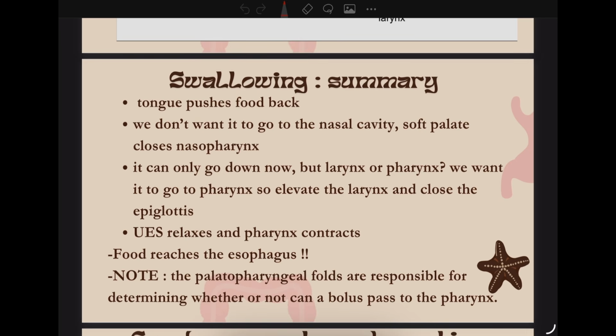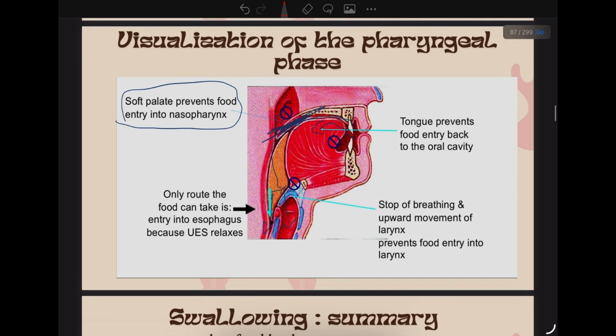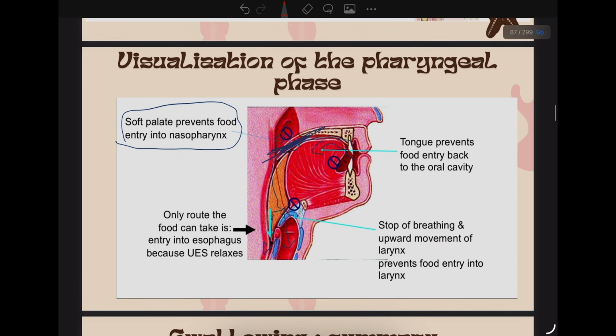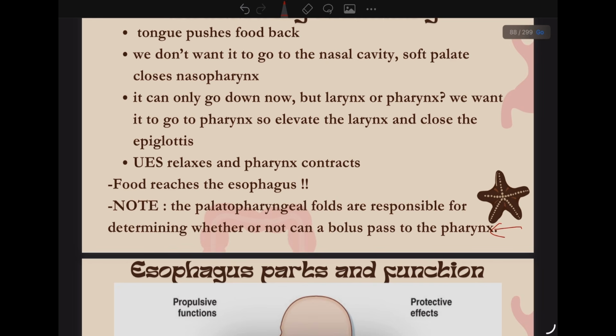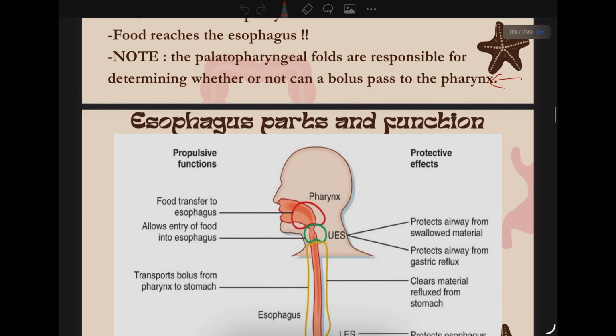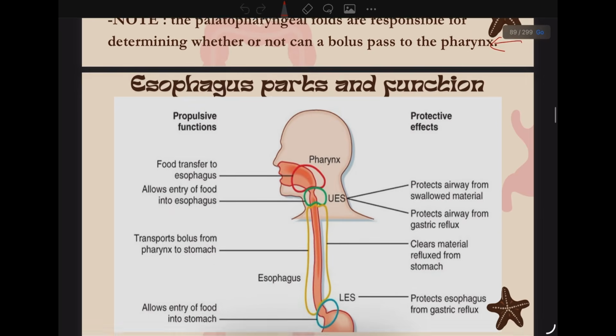Now, questions also that were found in Dr. Angelica's practice questions is this note. It's that the palatopharyngeal folds are responsible for determining whether or not a bolus can pass to the pharynx. So the palatopharyngeal folds are basically like an arch that's found at the back of your mouth. And if the bolus is too big, it will not pass them. Just know them because, for some reason, there was a box question about this.